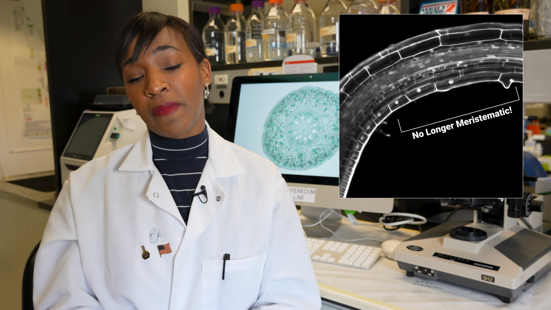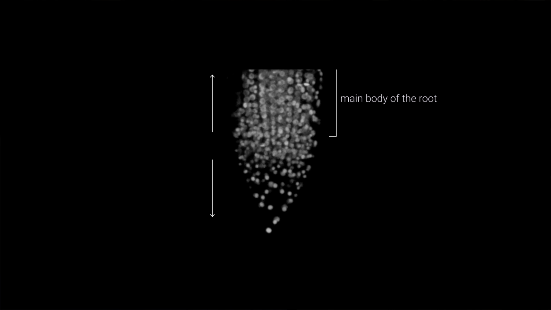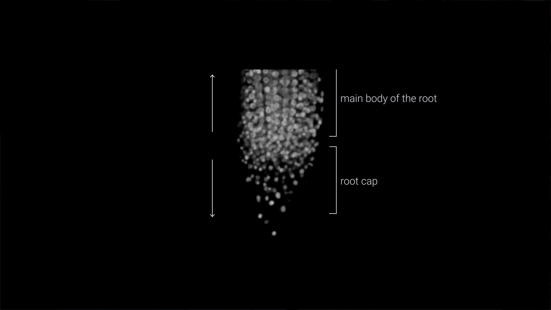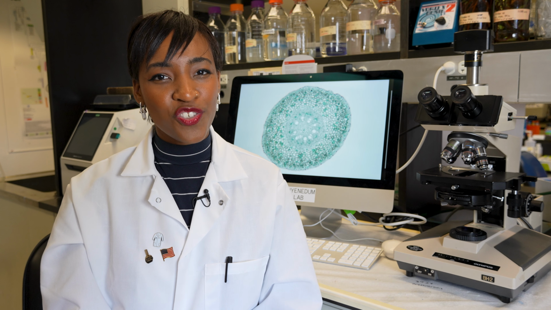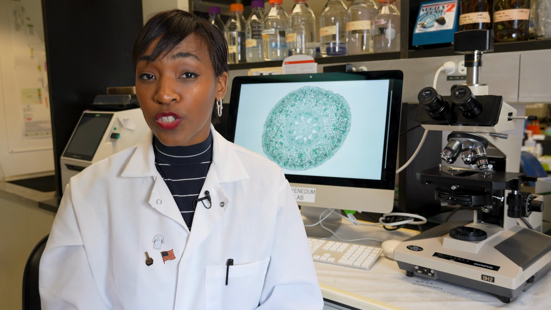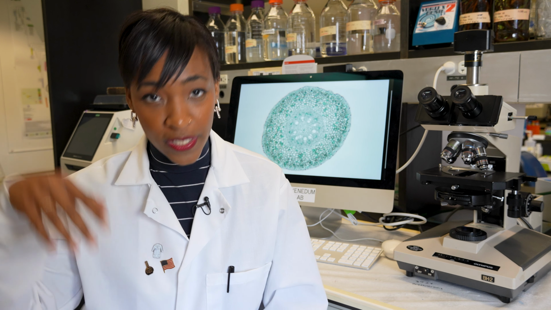Unlike the shoot, which we'll explore in our next episode, the RAM produces cells in both directions, towards the plant axis, forming the main body of the root, and away from the plant axis, forming the root cap. The root stele, or vascular tissue, also has a unique structure that can differ from most shoots. We'll explore shoots in a later video, don't worry about it.